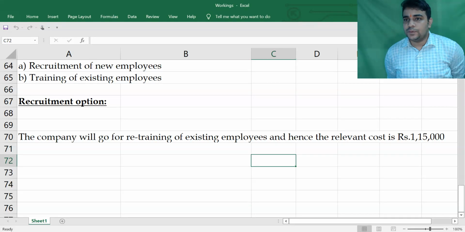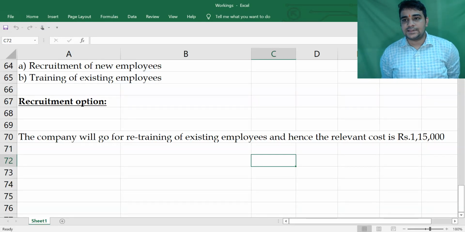Okay, let's continue with our discussion. In the last session, I had started with relevant costing. So maybe I'll just summarize what we did in the previous session. We started with an area called what is relevant cost.